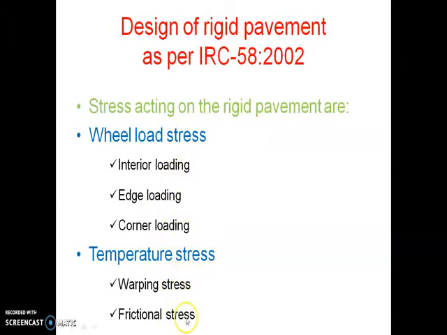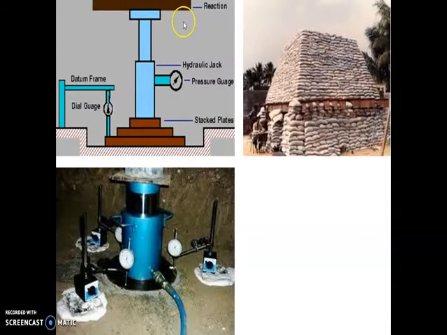h equal to slab thickness in centimeters, k equal to modulus of subgrade reaction kg per centimeter cube, b equal to radius of equivalent distribution of pressure in centimeters. b equal to a if a by h is greater than 1.724, b equal to under root of 1.6 a square plus h square minus 0.675 h where a by h should be less than 1.724, where a equal to radius of load contact in centimeters.